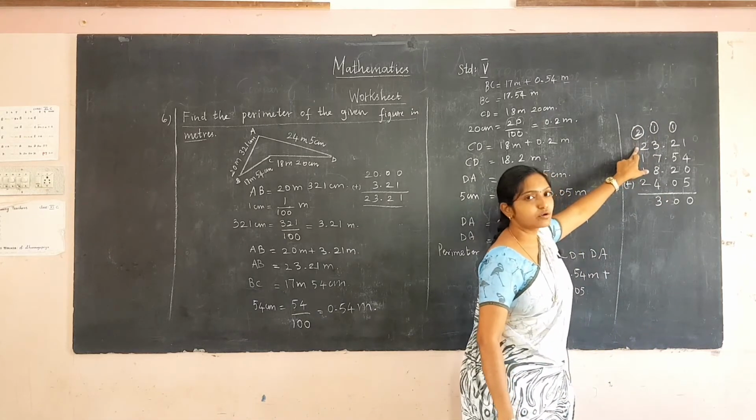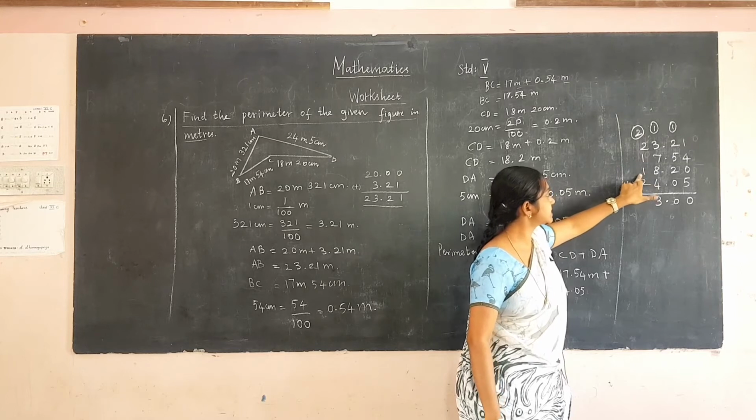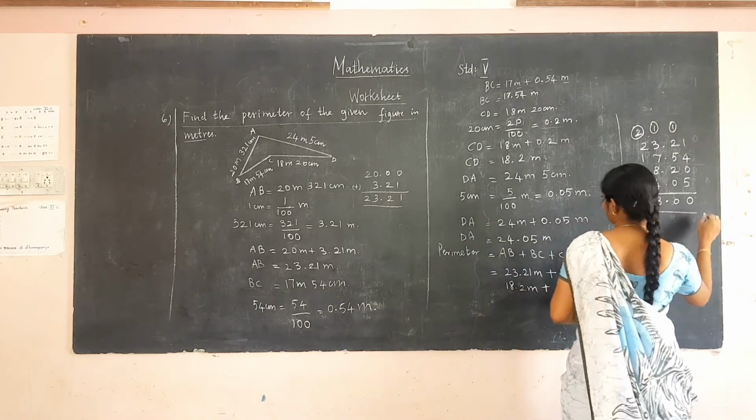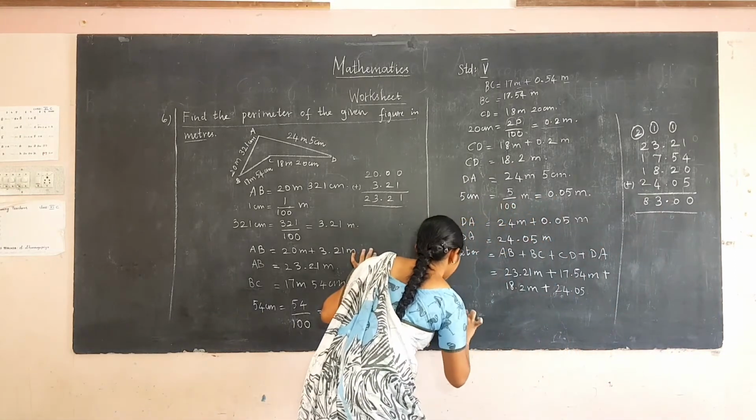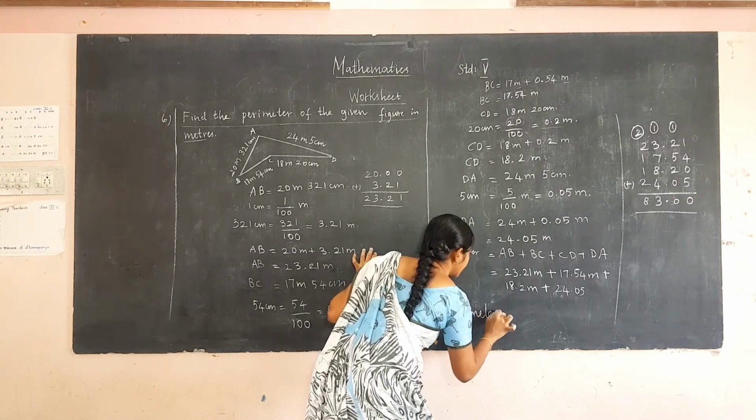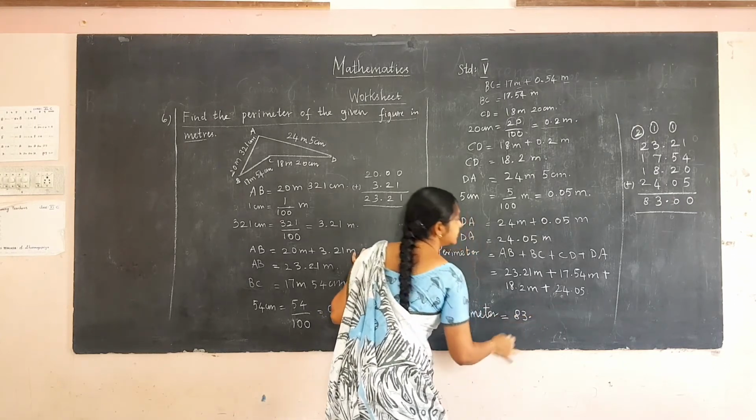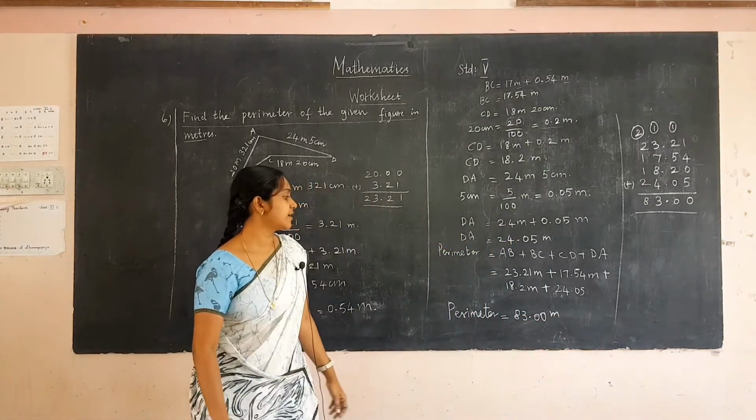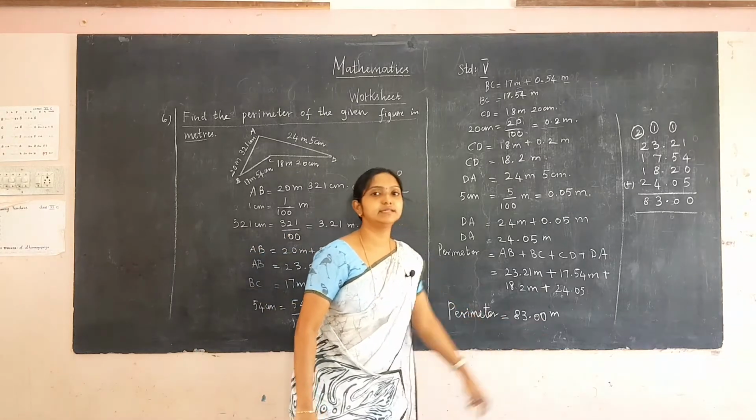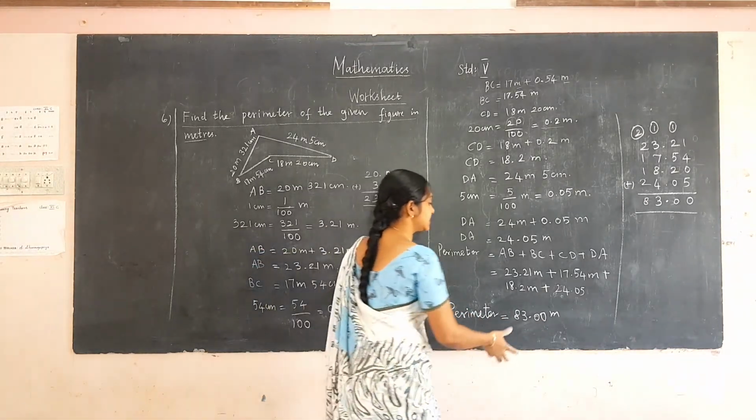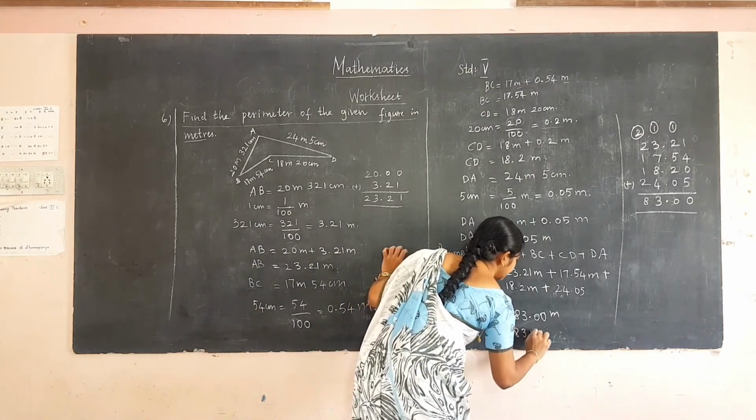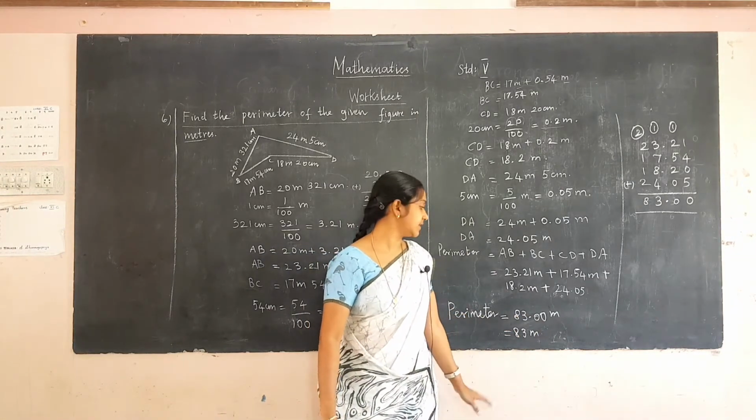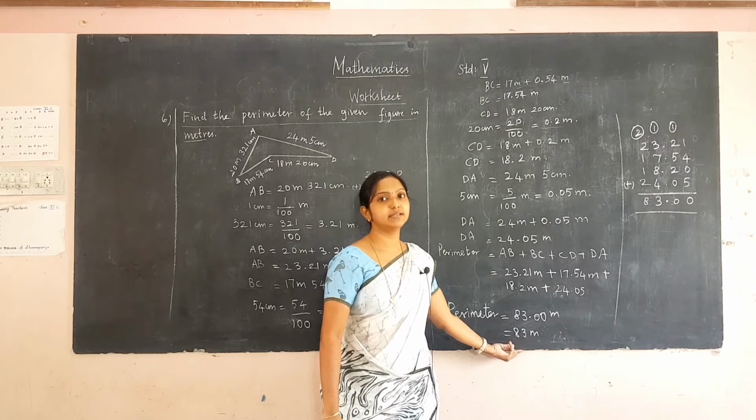2 plus 2 is 4, 4 plus 1 is 5, 5 plus 1 is 6, 6 plus 2 is 8. So the perimeter is equal to 83.00 meter. So we have found the perimeter as 83 meter. 83.00 is nothing but 83 meter. After the decimal point we have 2 zeros and they don't have any value. So we can write it as 83 meter.